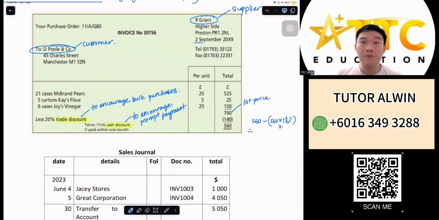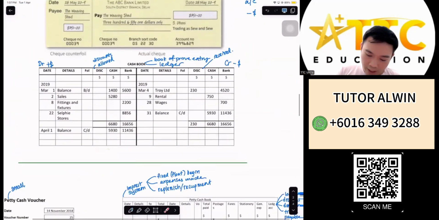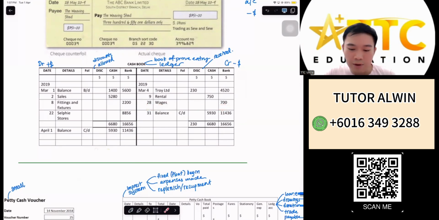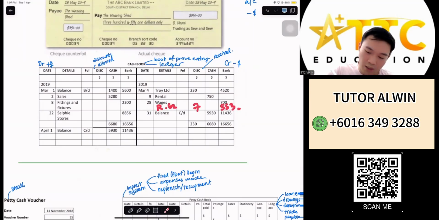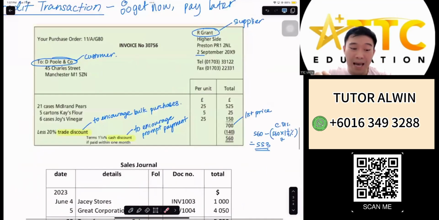So this will give you $7 of discount received. So you only pay 553. This is the cash discount, which you record here. Let's say this is September and we pay on the 20th. We pay R Grant by check, and we only pay 553 because we receive a discount of $7. A 7 here and then 553, depending on whether you pay by check or by cash. Then you write R Grant. That is the way to record into our cash book once we make payment.